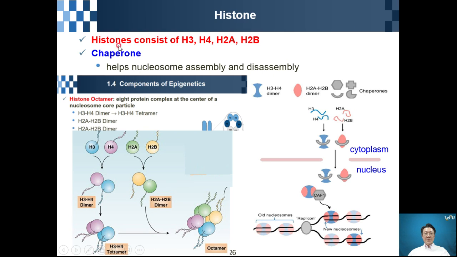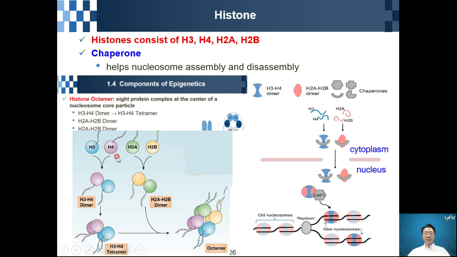Okay, so histone consists of the H3, H4, H2A, and H2B histone proteins. Previously we learned that the histone octamer means an 8-protein complex at the center of the nucleosome. Okay, so this is the H3 histone protein, and this is the H4 histone protein.